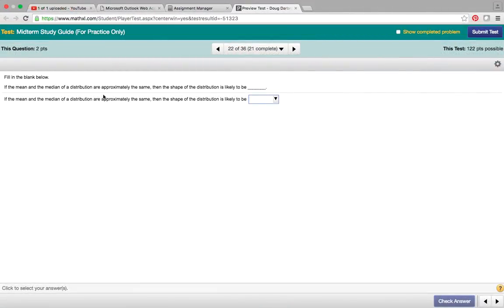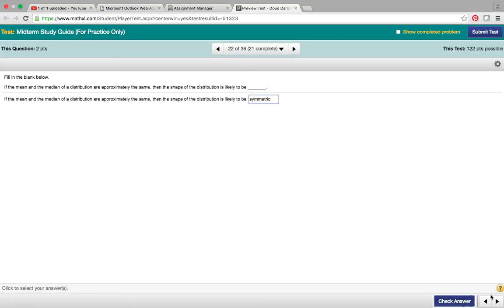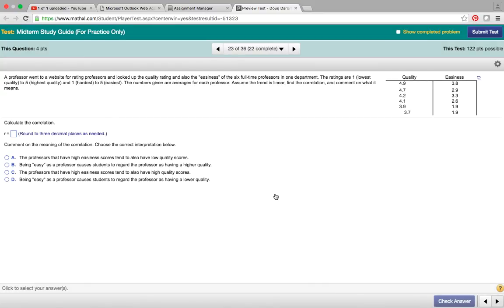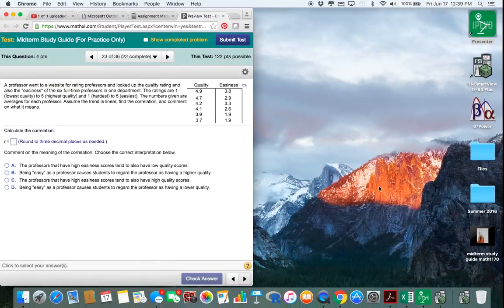All right, if the mean and median are approximately the same, then we have a symmetric distribution. Now guys, remember, in a positively skewed or right skewed distribution, the mean will be bigger than the median. In a left skewed, a negatively skewed distribution, the mean will be less than the median. And the reason is I've explained that in previous problems or previous videos.